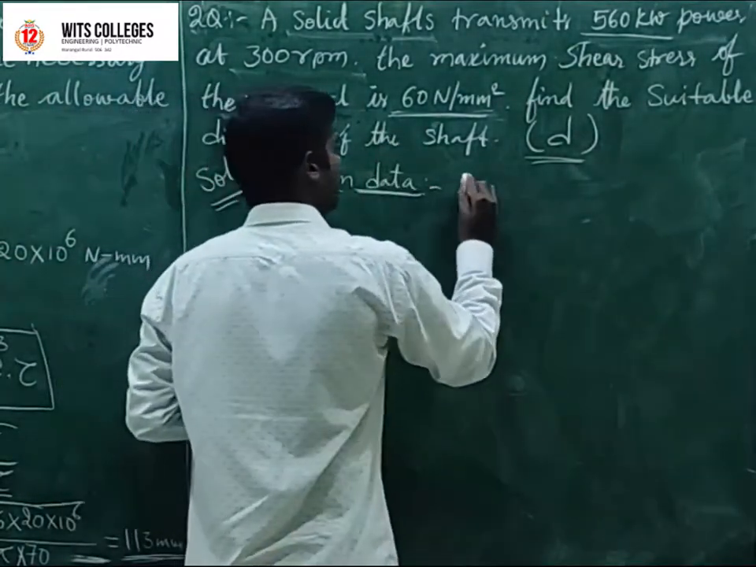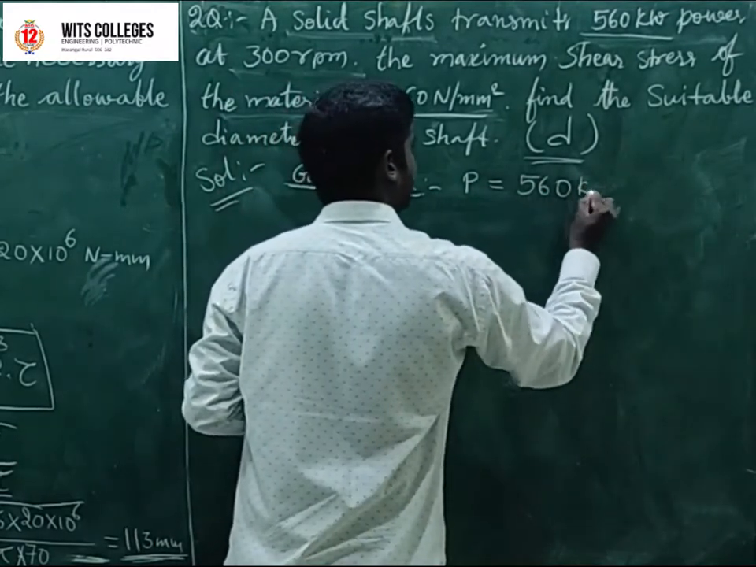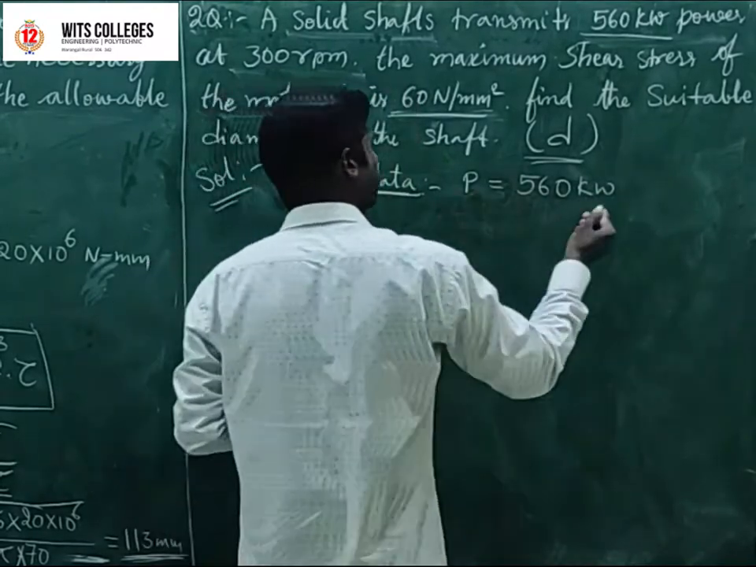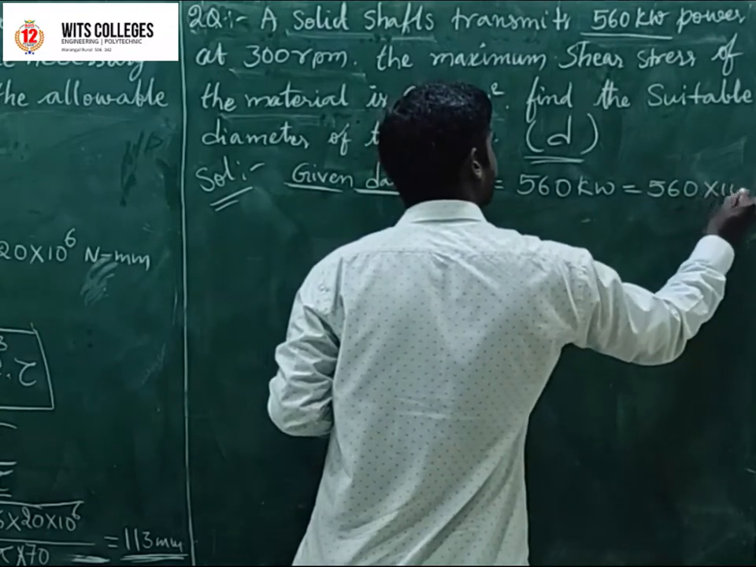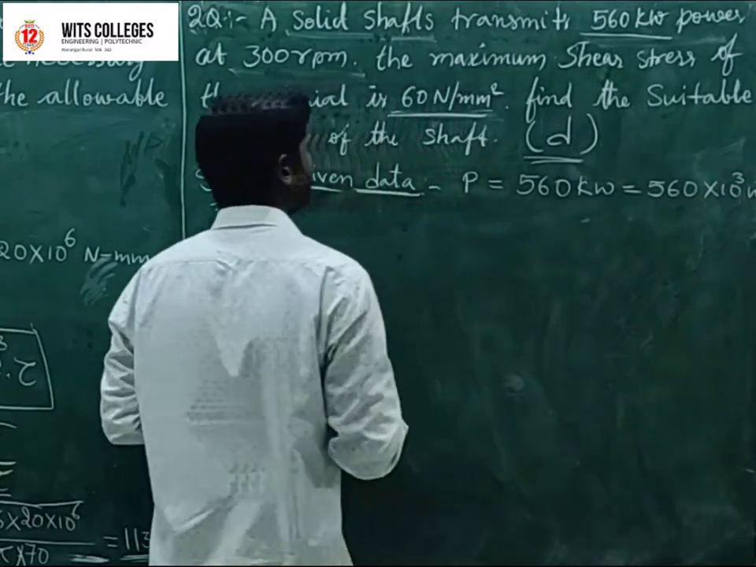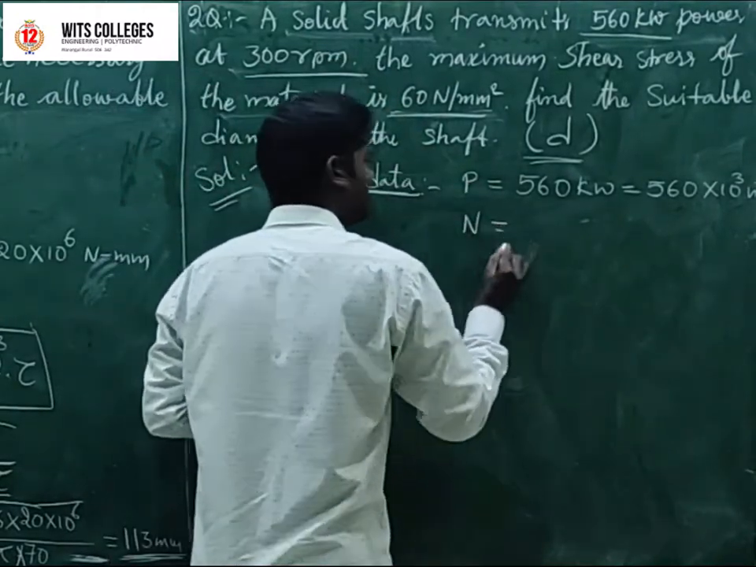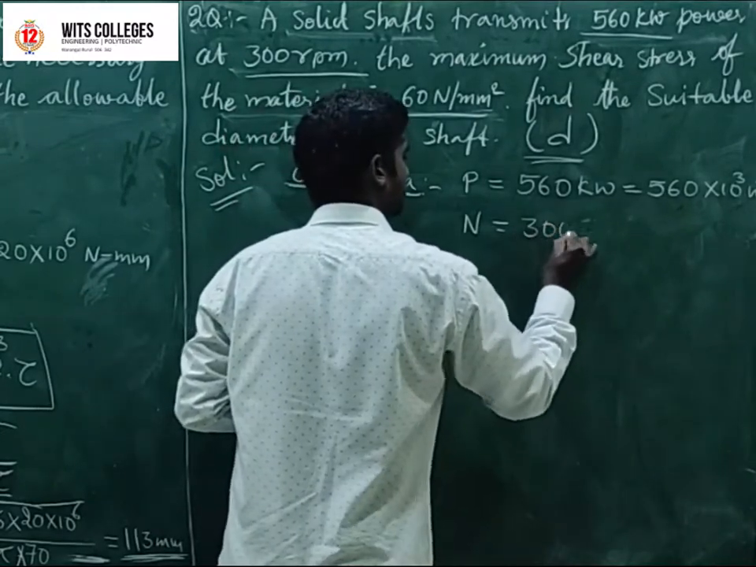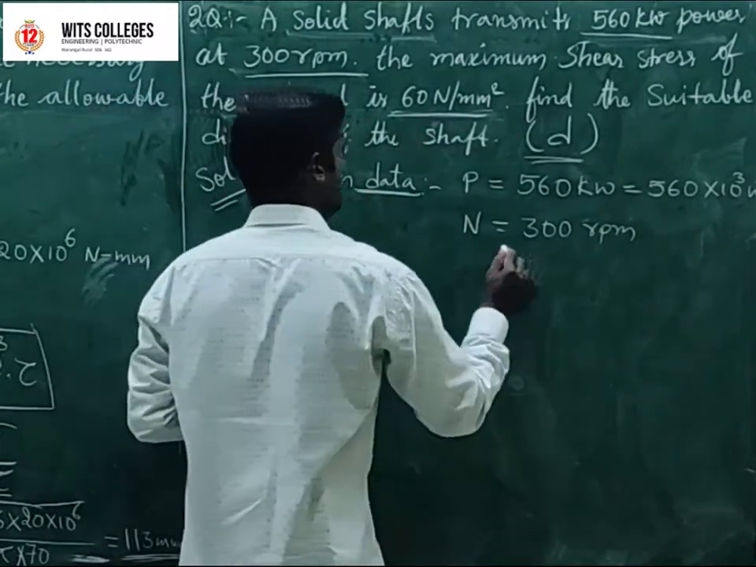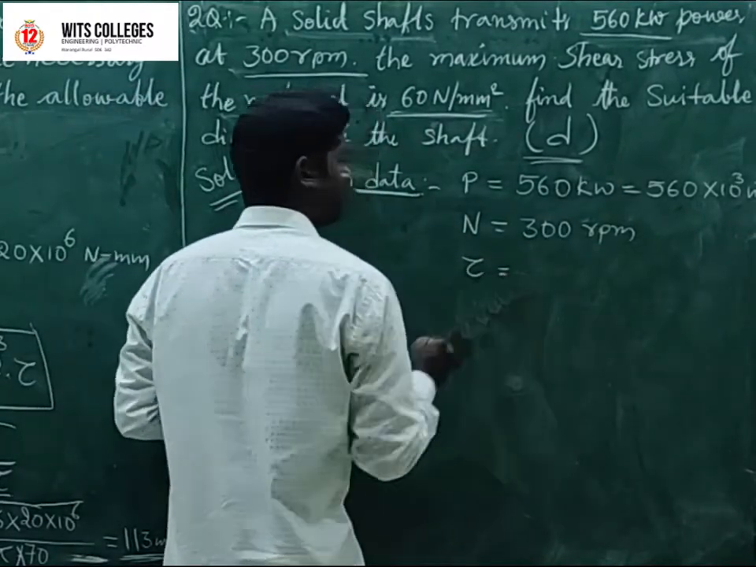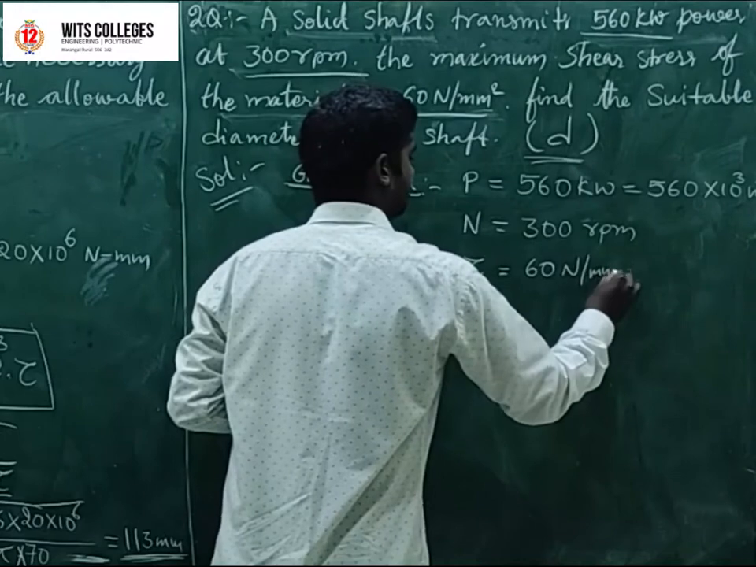In this one, power P is equal to 560 kilowatts. Kilowatts converted into watts: 560 into 10 to the power cube watts. Next, another given data: at 300 rpm. Speed is always denoted by N, 300 rpm. Next, shear stress of the material. Shear stress is denoted by tau, equal to 60 Newton per mm square.